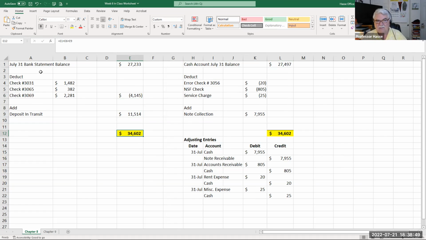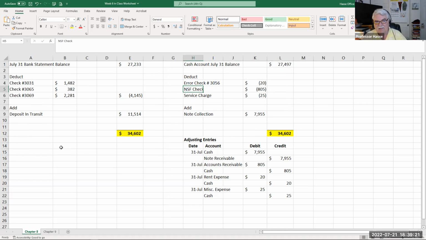Now, what information appeared on the bank statement that has yet to appear on my cash account? I wrote a check number 3056, and I made an error. When it cleared the bank, I made an error of $20 on that. I goofed. I wrote it in the cash account balance $20 less than what it actually was. So I have to subtract $20 from my cash balance for that error.